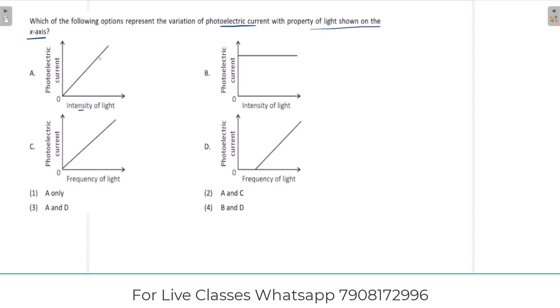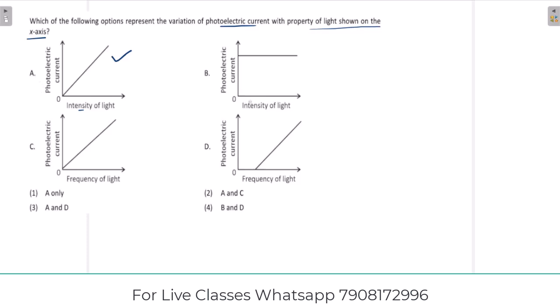This is the property of the photoelectric effect, that is option A is correct: if the intensity of light increases, that is the number of photons per unit time increases, the number of electrons emitted will also increase. So photoelectric current also increases. So option A is correct.